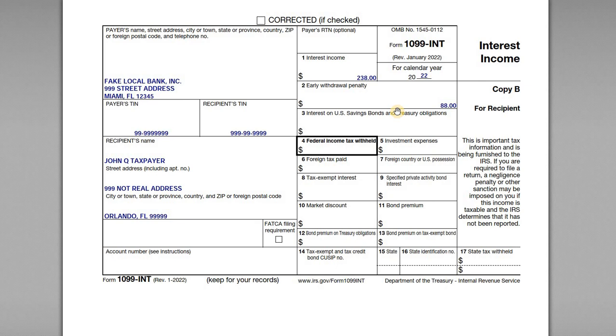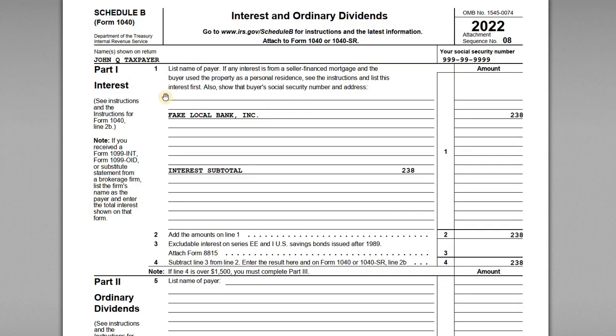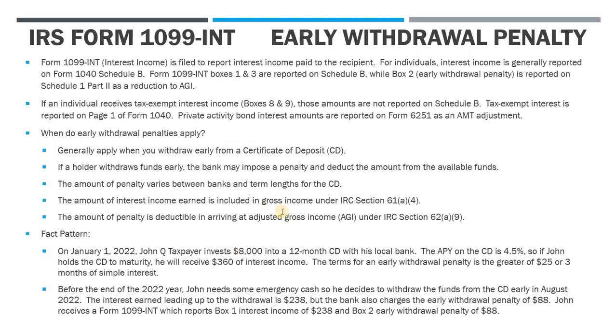So for example, if you bought a 6-month CD and you took the funds out after 4 months, the bank likely assesses a penalty. So we'll go over how to report the penalty and how it impacts your taxes. I do have a sample tax return here for our taxpayer, John Q. Taxpayer, so we'll go over that as well. And then I do have one slide here covering some of the background on the 1099-INT and how this early withdrawal penalty impacts your taxes.